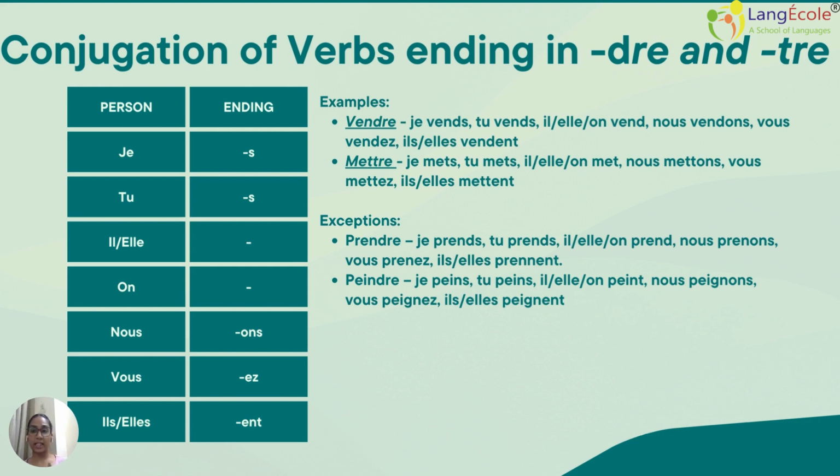For the verbs ending in INDRE, like the peindre verb, they lose the D in the singular and the plural forms. And in addition, we change the N to GN in the plural forms. So the conjugation for the peindre verb becomes je peins, tu peins, il, elle peint, nous peignons, vous peignez, and ils, elles peignent. In the plural forms, we have replaced the N with a GN and we have removed the D from the singular and plural forms.